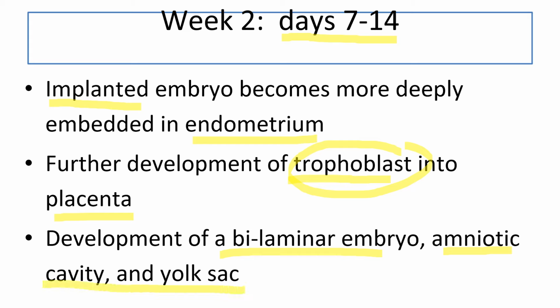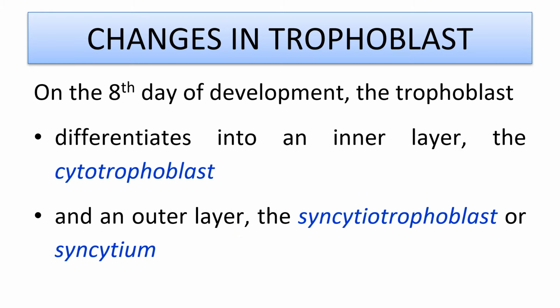The student should remember, this is the second week, so the embryo is bilaminar, and the two cavities are the amniotic cavity and the yolk sac. So in this second week, first we will see the changes in the trophoblast and the changes in the embryoblast separately. Even though both occur together, for our description we are seeing them separately.